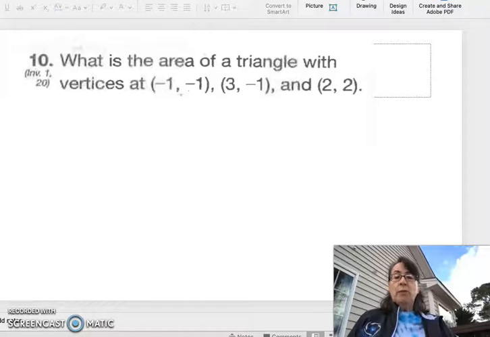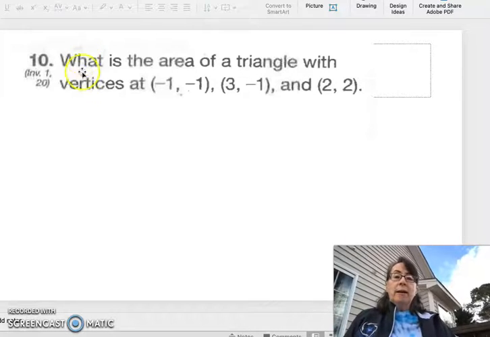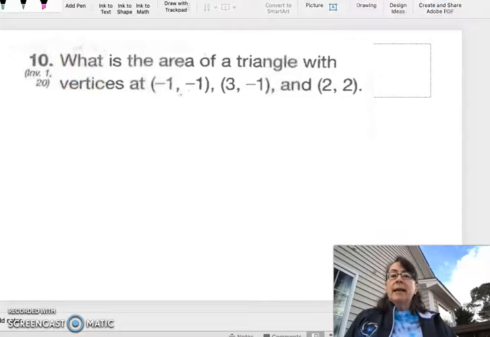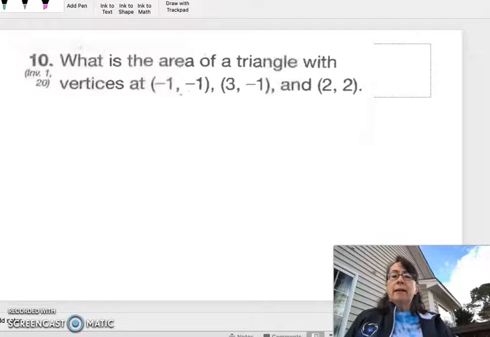Okay, so hopefully you already watched the video that had 1 through 9, and this is 10 through 20 of the practice test 6A. So here is number 10. I'm going to get a drawing tool and we'll use green. What is the area of a triangle with vertices at -1, -1, 3, -1, and 2, 2?